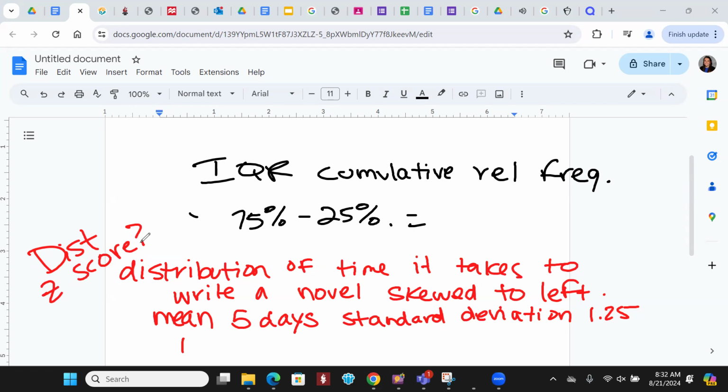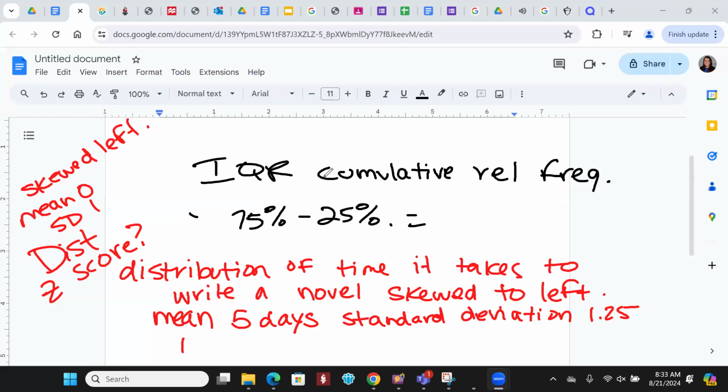The distribution for z-score. First of all, what's going to be the mean now? 0. What's the standard deviation going to be? Okay. And will it hold the same shape as the original? Yes. So if it's skewed left, what is it going to be? Skewed left. Does that make sense? Okay. So the mean would be 0 and the standard deviation would be 1. We would still be skewed left. Cool.